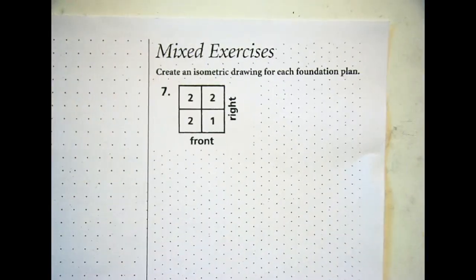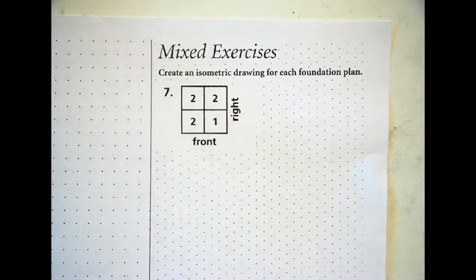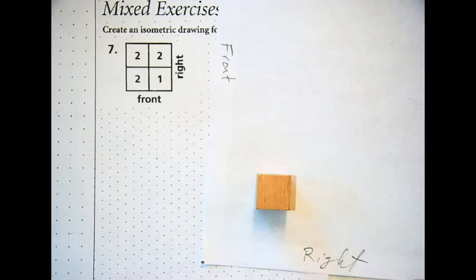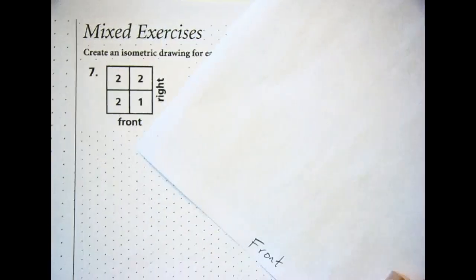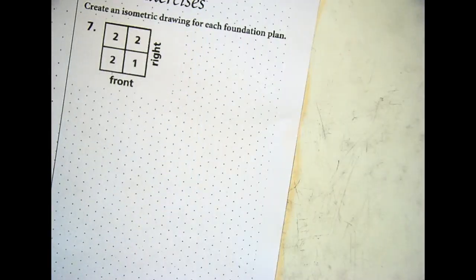All right. Next one I want to try is this guy right here. Create an isometric drawing for each of the foundational plans. So it helps if you can actually build this. So using your blocks, build that. Okay, so if I'm building this, it's helpful, I guess, if I twist my paper like so, which means it'd be really helpful if I tear these off so that I can actually make it work under the camera.